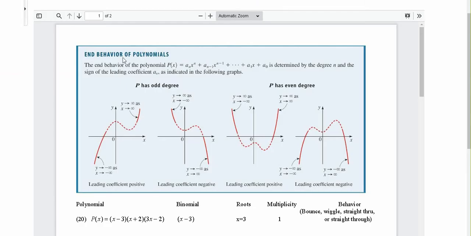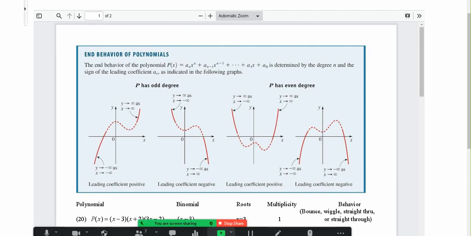You're not going to be given this on the exam. You should have this more or less memorized. What happens with your even and odd functions with positive or negative leading coefficients? It's the end behavior. There's only 4 of them. Basically, if you have an odd degree with a positive leading coefficient, as x approaches infinity, y is going to approach infinity. If x approaches negative infinity, y approaches negative infinity. So they both go in sync.